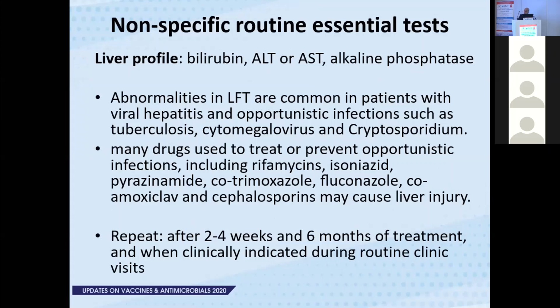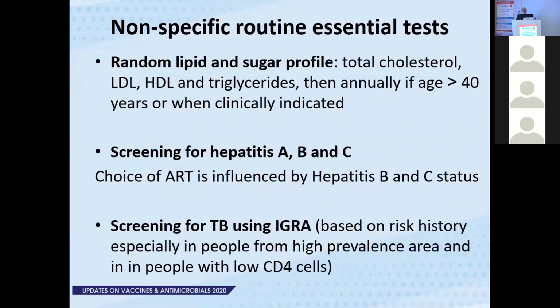Liver profile, again, including the bilirubin, ALT/AST, and alkaline phosphatase. Abnormalities in liver function tests are common because of the opportunistic infections and the medications that you use to treat such opportunistic infections. So it is necessary to monitor the liver function test during the follow-up of an HIV patient. Usually we do it at 1 month, at 6 months, or when it is clinically indicated. Random lipid and sugar profile, especially for those who are at an increased cardiovascular risk.